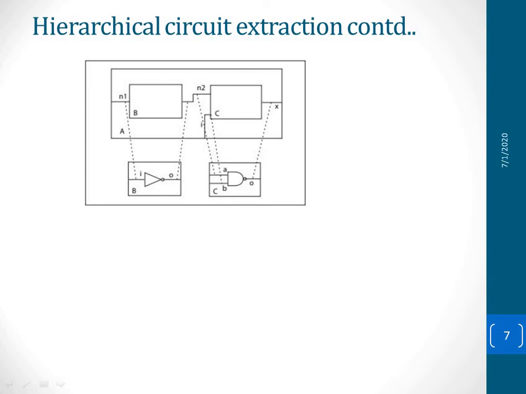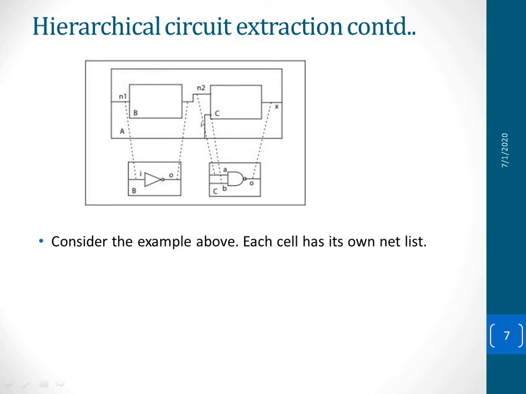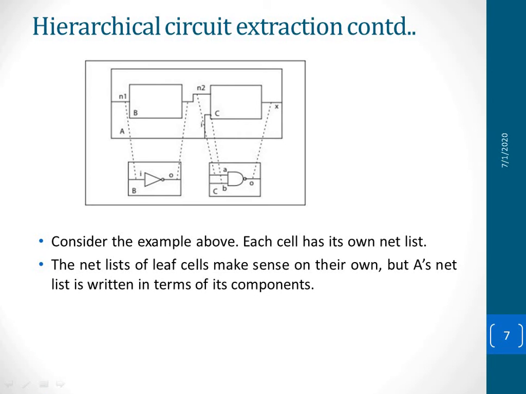Actually my layout is this complete A block, and this layout is made up of two more blocks, B and C. B is designed as a layout for an inverter, or it represents an inverter, and the C block represents a NAND gate. If you consider this, each cell has its own netlist. This has a netlist as an inverter, and this one has a netlist as a NAND gate, and this one has A and B as input and O as output, and this has I as input and O as output.